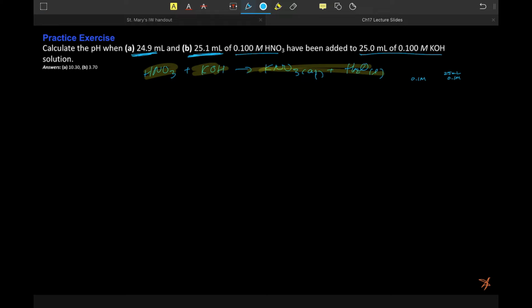Let's think about how many moles we have. So if we have 0.25 times 0.1, right? That would be 0.0025 moles, initial, right? Versus here, if I have 0.0249, 0.00249 moles initially, right?